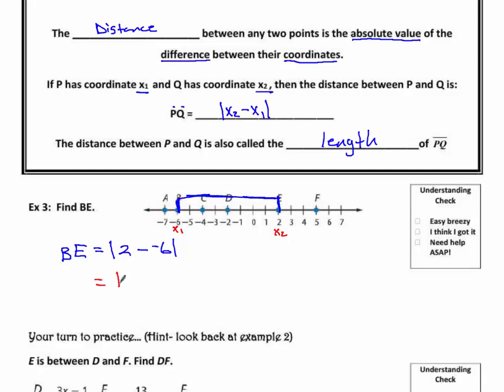Now I know from algebra, absolute value means anything that's inside these bars is automatically going to be positive. So the absolute value, the length of BE, equals 8. It wasn't a big deal to have the absolute value on this one, but if this had been a negative number, we would have put a positive there.